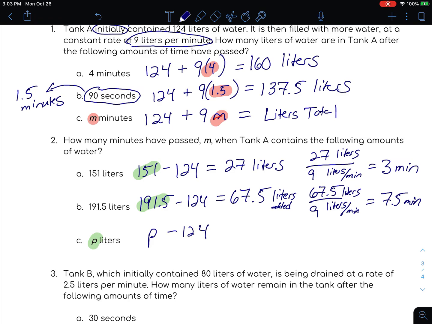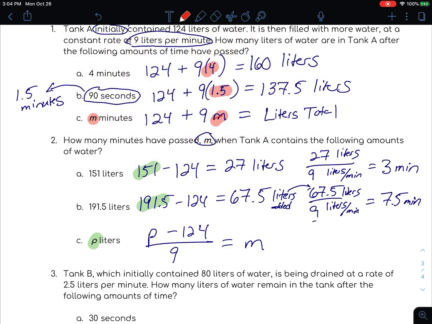So we took the P liters and we subtracted off our original amount. We got that amount, and then we took that amount and always divided it by 9 liters per minute. And then that would result in the total amount of minutes. So we'll call that M, as we're told up here.